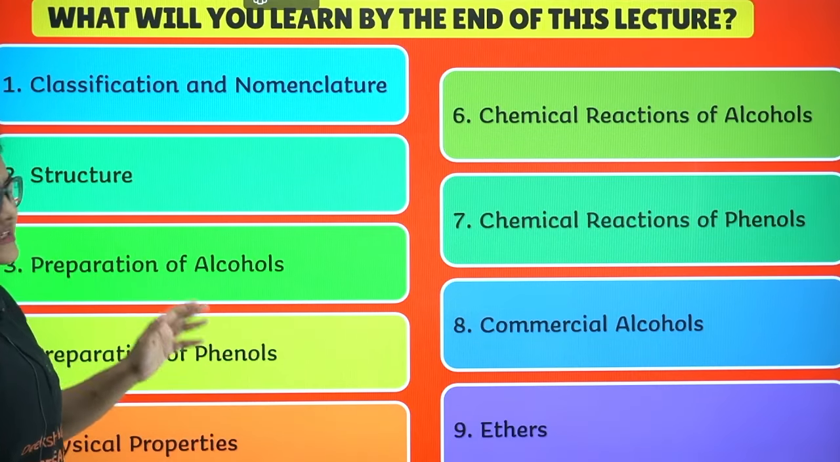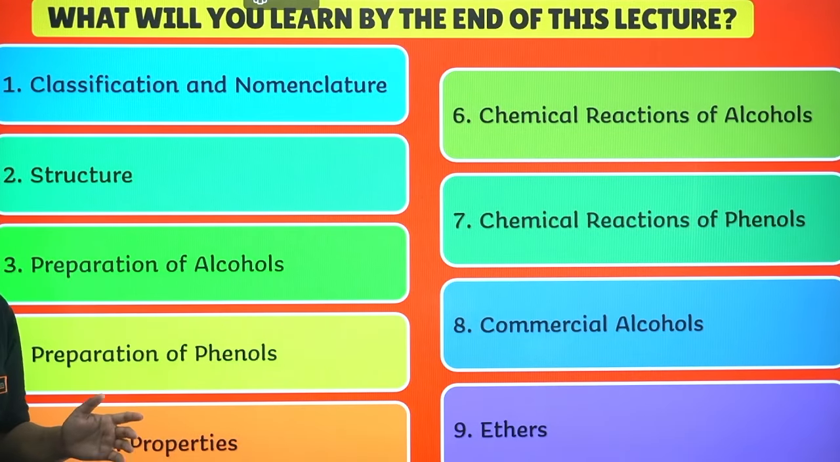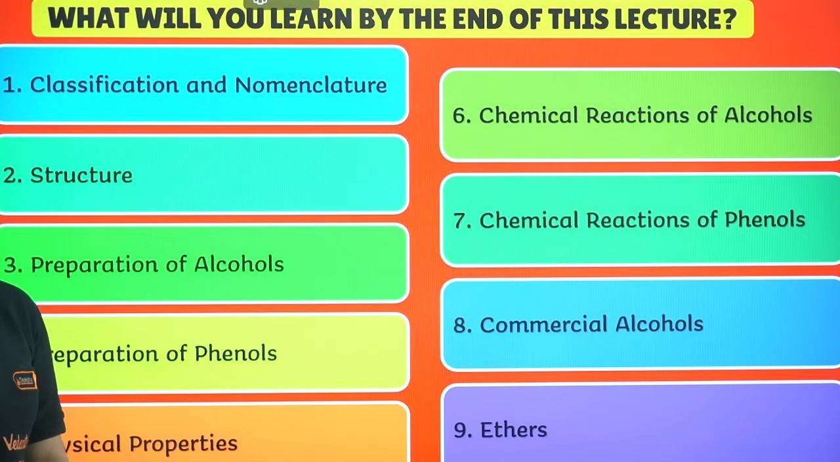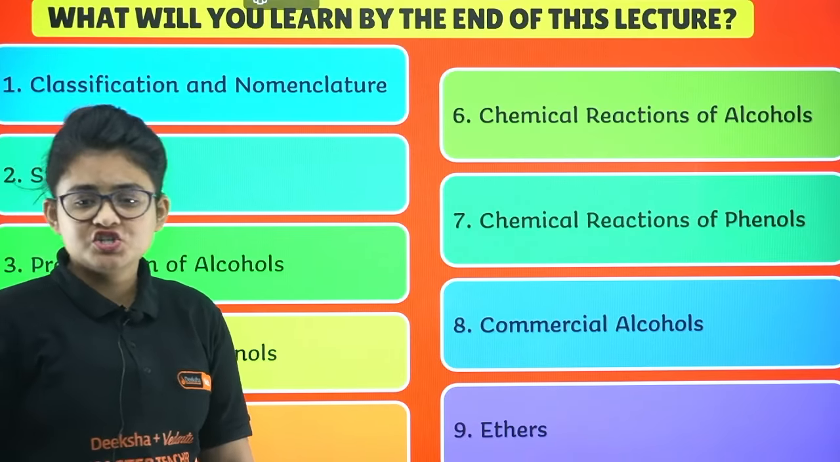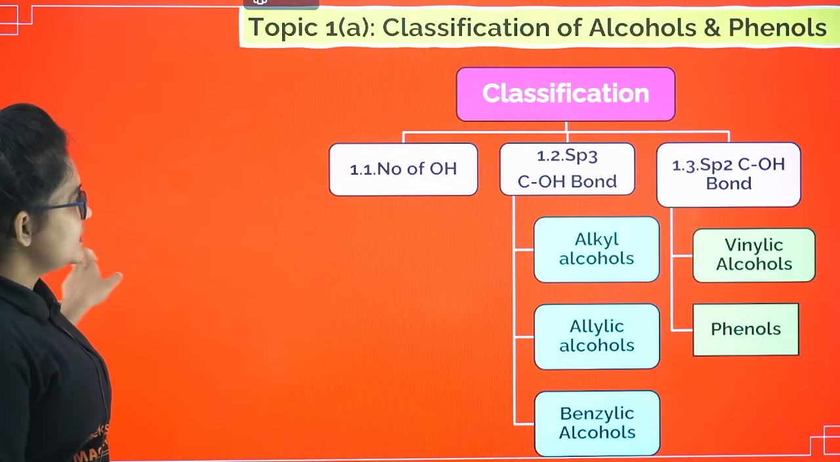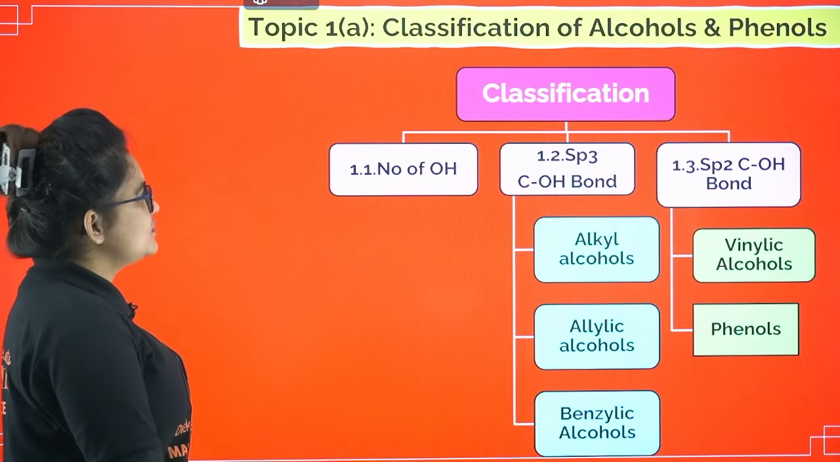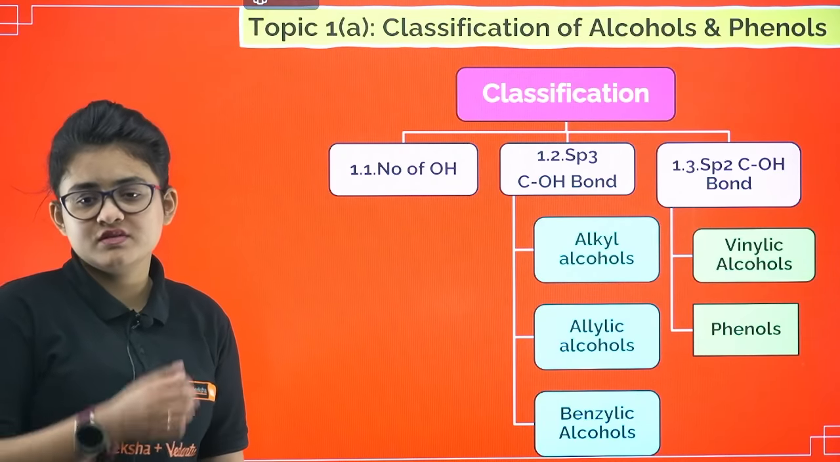So here in this lecture, what you are going to learn: first, classification and nomenclature, structure, preparation of alcohol, preparation of phenols, physical properties, next chemical reactions of alcohols, chemical reactions of phenols, commercial alcohols and ether. Okay, so yes, let's first start with the classification of alcohols and phenols.